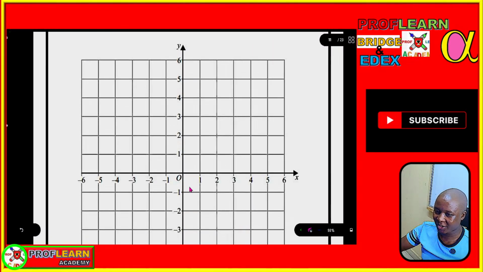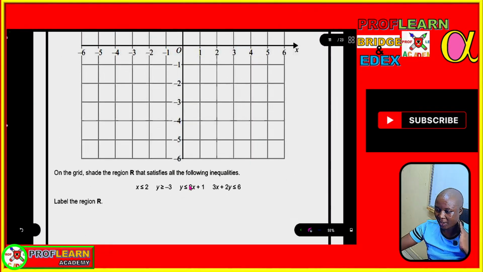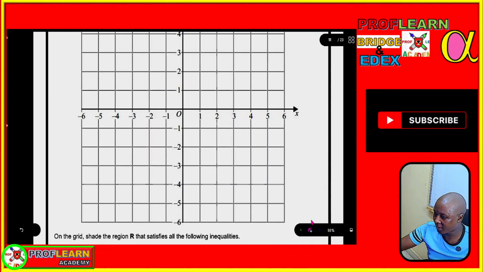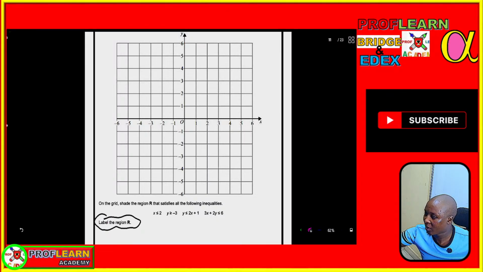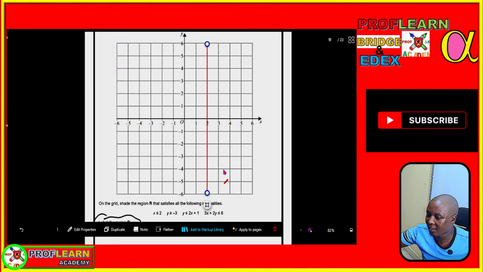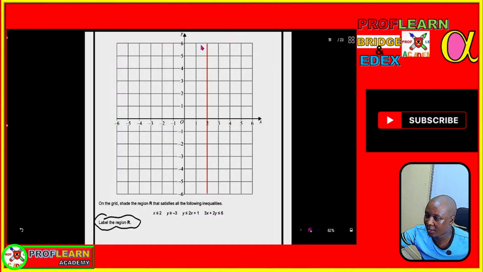Moving to question number 11. Question number 11 is about inequalities, how to graph linear inequalities. We are having x less than on the grid. We are supposed to label the region R. So the first thing we're going to do is say this is x less than or equal to 2. So that's a line that is going to pass through this point. We are going to shade this side. This is the side we are going to shade.